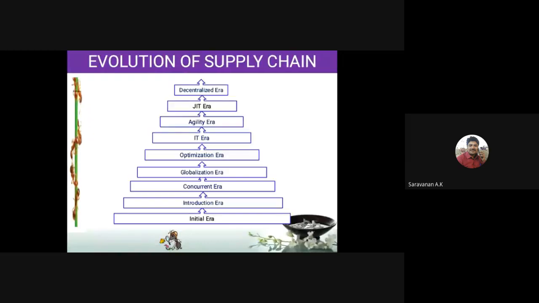Now, in the last class, we also discussed the evolution of supply chain, how the supply chain evolved. The initial stage of the supply chain was in 1950. In 1980, the term supply chain management was coined by Oliver Kenneth, and then it extended through the concurrent era, globalization era, optimization era, IT era, JIT era, and now we are following the decentralized era. In the decentralized era, the best example is Bitcoin or the blockchain. This also we discussed in the last class.